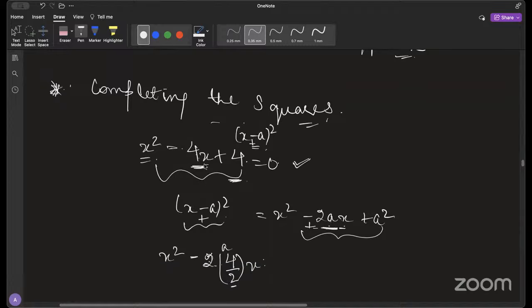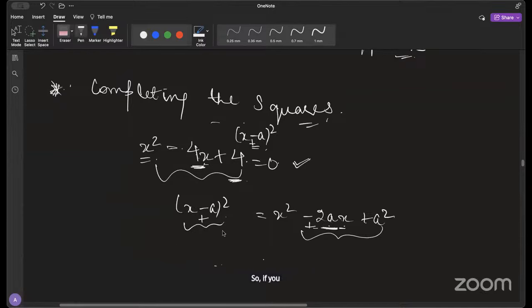So the coefficient, in simple words, you write the coefficient of x as 4 by 2. Or if you have b here, you should write b by 2. Let's just do a general one first. Let's just do this one.